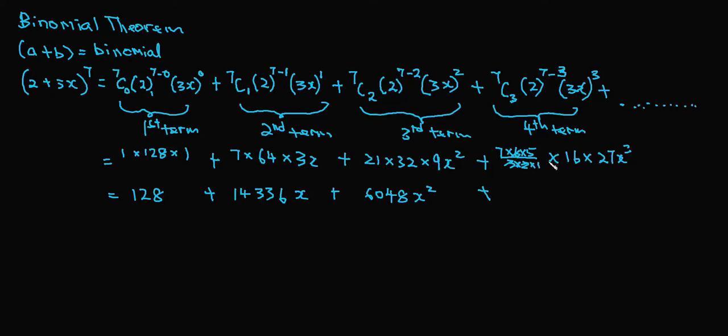Now, what about this one? This 7 times 5, the 6 already cancelled with 3 times 2. So we're going to multiply again. So it's 7 times 16, times 27, which is 3024. So we got 3024 x to the power of 3.